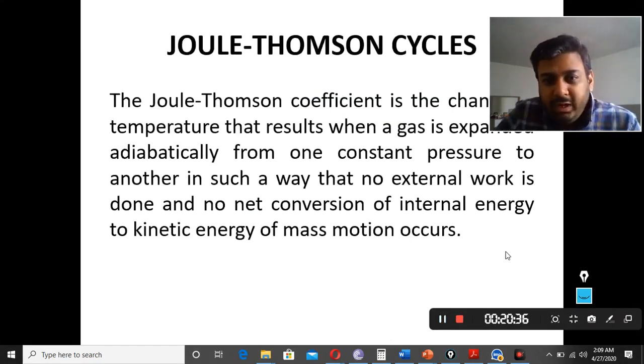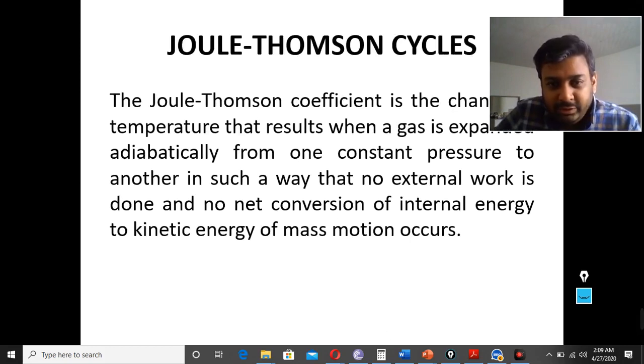First of all, we have to understand what a Joule-Thomson cycle is. What is the Joule-Thomson effect? It is the change in temperature when a gas is expanded adiabatically from one constant pressure to another in such a way that no external work is done, with no net conversion of internal energy to kinetic. So what it does is expand the gas and cool it.